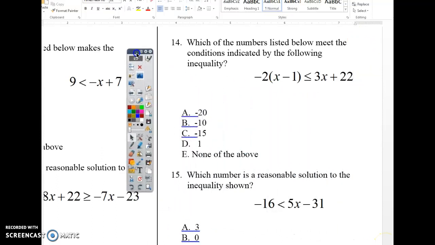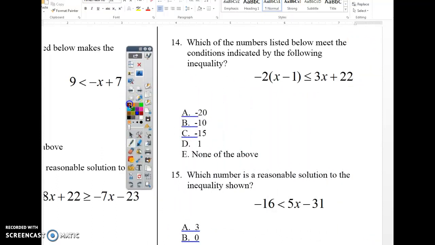So I'm going to draw the line just like if it was an equation. Okay, and we're going to follow the steps. Step 1, distribute. So we're going to take the negative 2 and we're going to distribute it here and here. Negative 2 times x is negative 2x. Negative 2 times negative 1 is a positive 2. Bring everything else down.